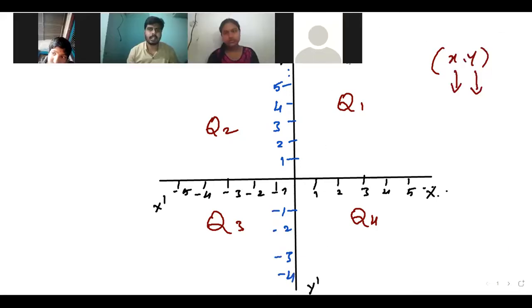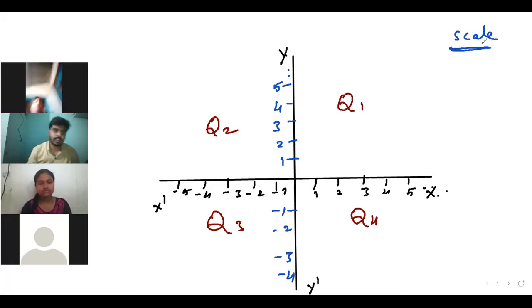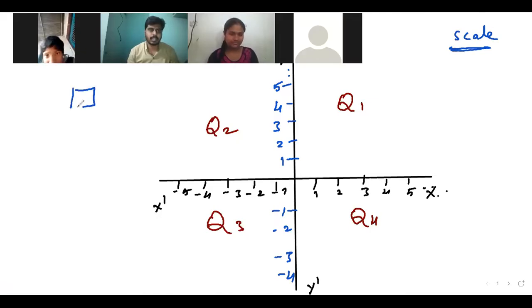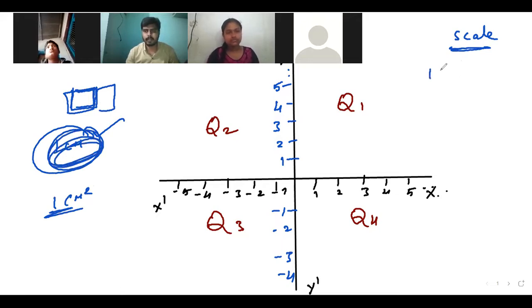So here we can take other values also. It means we have to mention the scale here. What is scale? Suppose in your graph you see there are many boxes like this. Each box is a square of 1 centimeter area. So this 1 centimeter on the x-axis I'm taking as 1 unit.